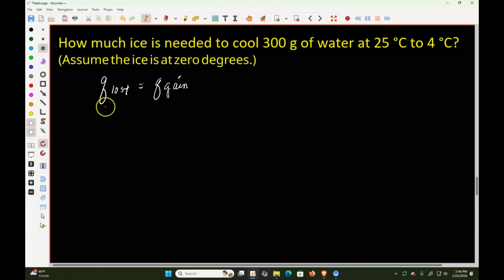Okay, so the water is going to lose heat. The ice and its melt water is going to be gaining heat. So for the left side, the water, since it's simply changing temperature, is going to be mcΔT. On the ice side, I'm going to have latent heat times mass plus mcΔT. This is the melt water here.